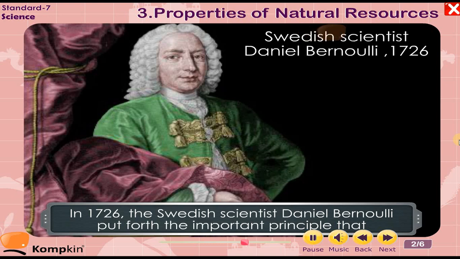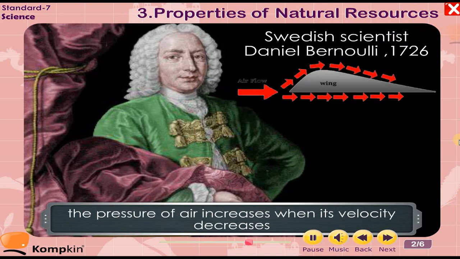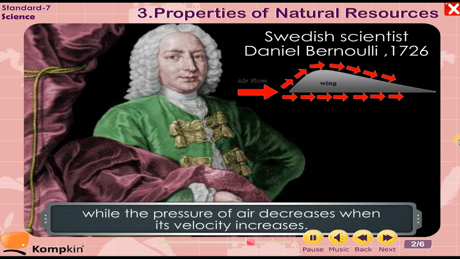In 1726, the Swedish scientist Daniel Bernoulli put forth the important principle that the pressure of air increases when its velocity decreases, while the pressure of air decreases when its velocity increases.